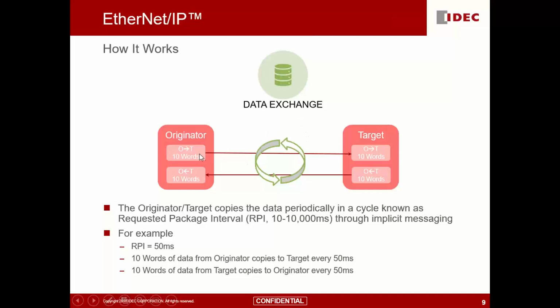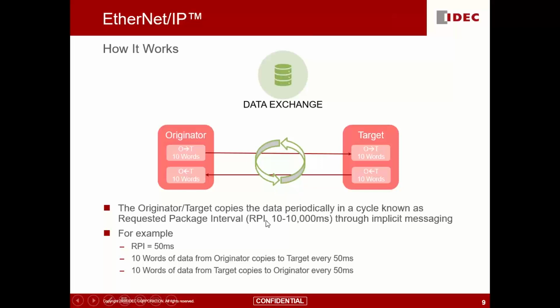Okay. So once the connection is made between the target and the originator, data can be exchanged. It depends on how you configure your data. It could be 10 words, it could be 20 words, doesn't matter. So your originators will send that information to your target, and your target can send that information to the originator. And this goes through periodically in a cycle.